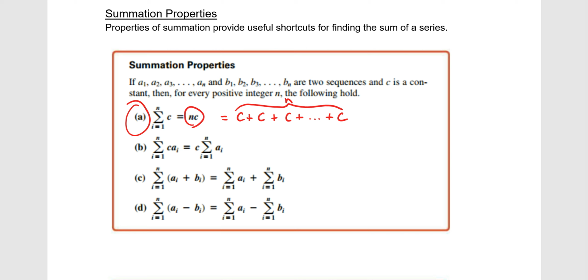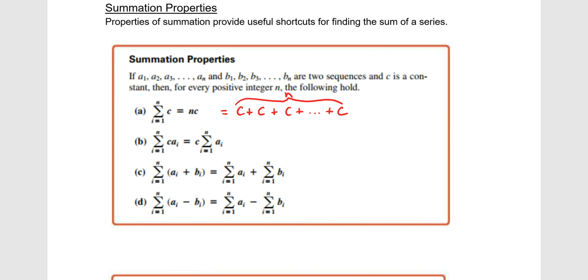So instead of adding C n number of times, all you have to do is multiply n times C. Okay, and then the next one is for B here, if we have a constant times another factor that does depend on the index I, we can bring that constant out front and just multiply it by the answer afterwards. It's essentially just factoring it out front from all the terms being added.